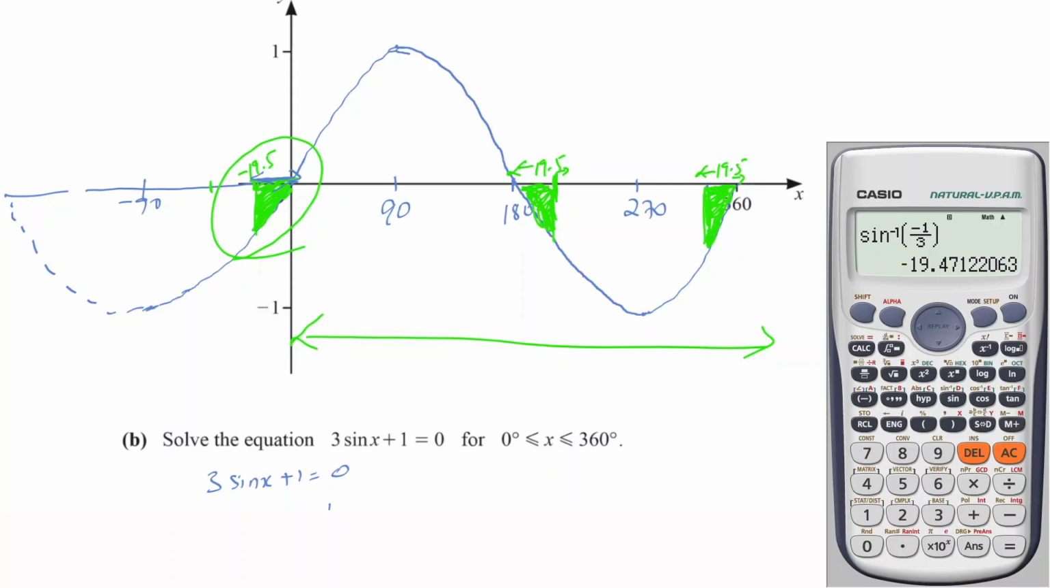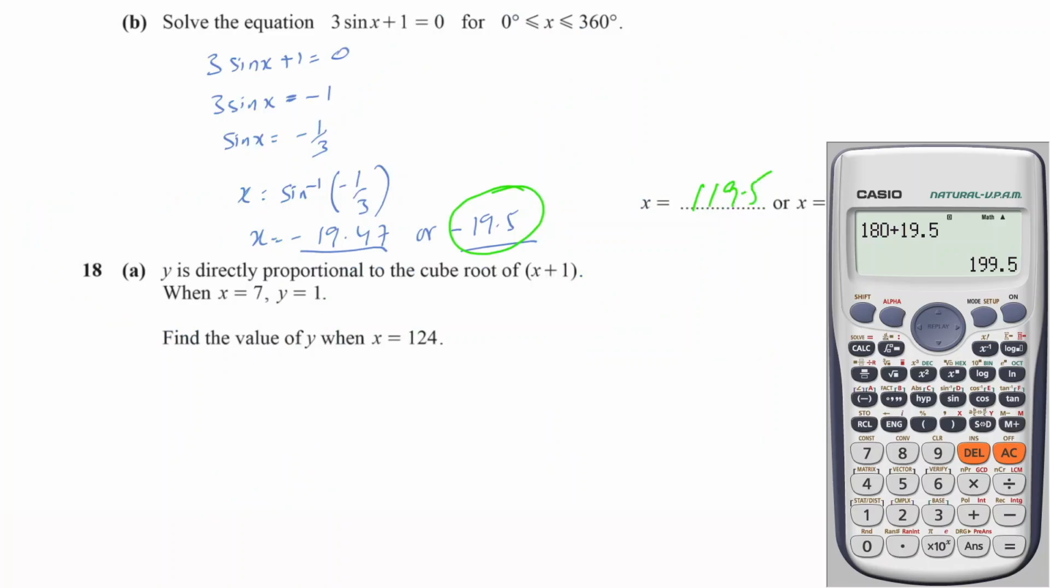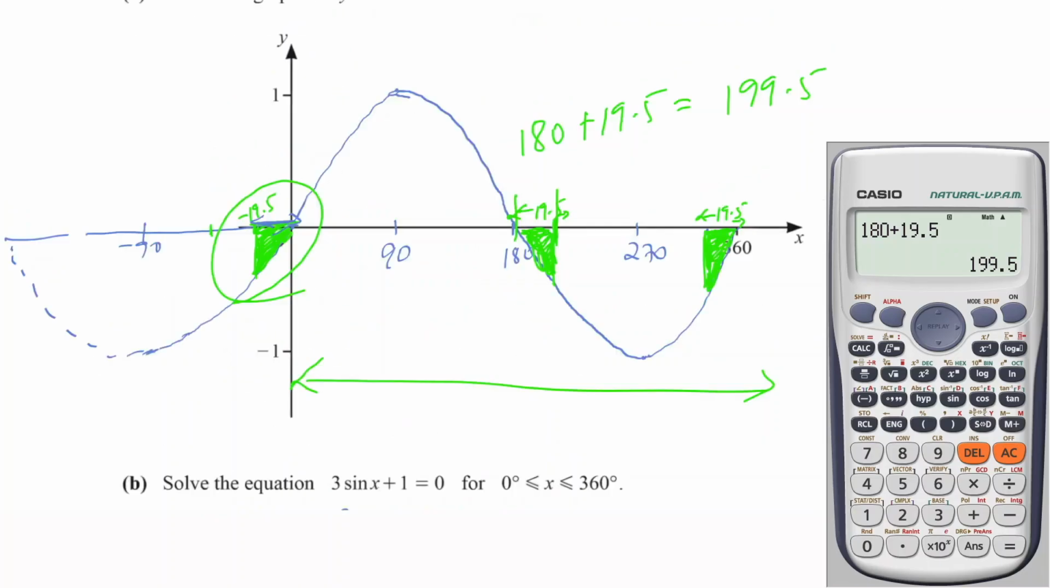It is 180. This is 180. And what is this one? So 180 plus 19.5, right? So it is being added. 180 plus 19.5 is 199.5. If you use a calculator, 180 plus 19.5 gives you 199.5. That will be one of our answers. That lies between 0 and 360.